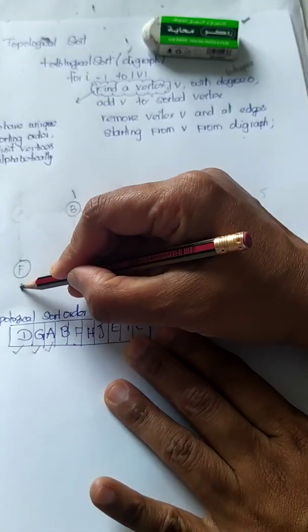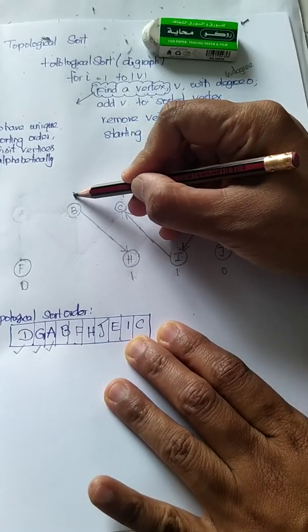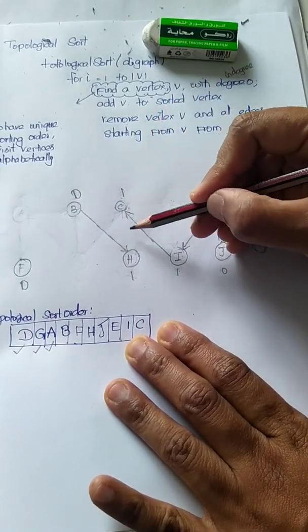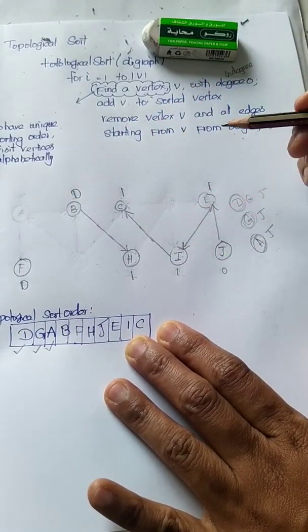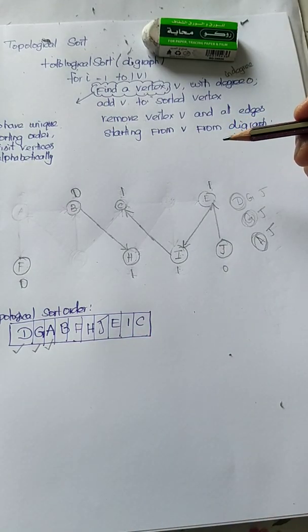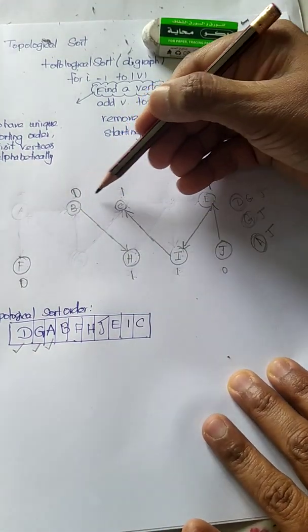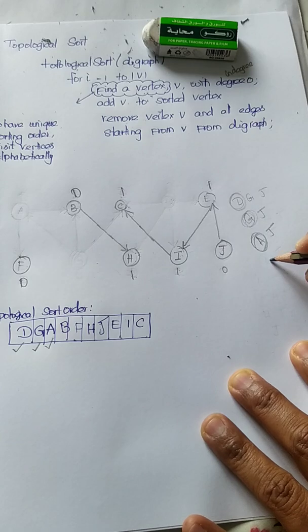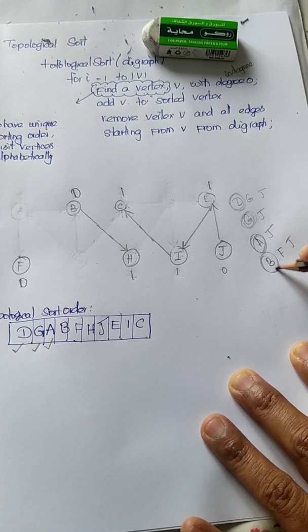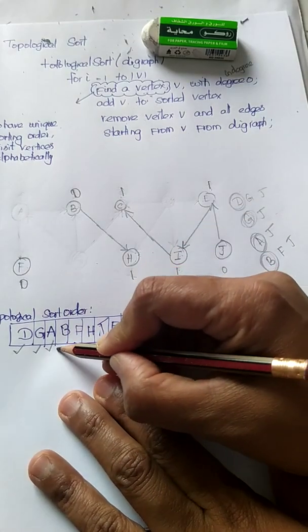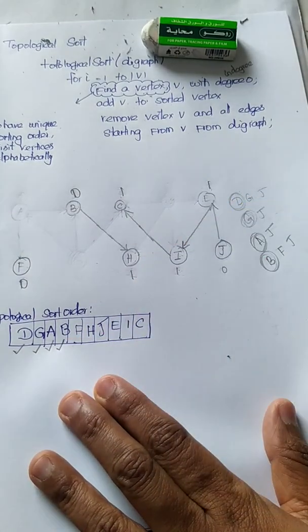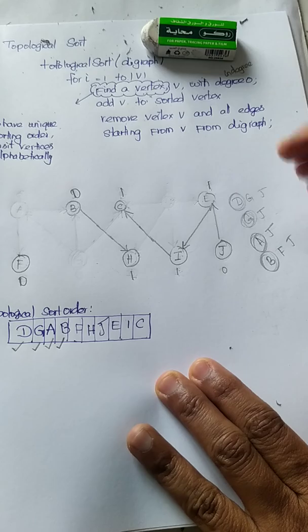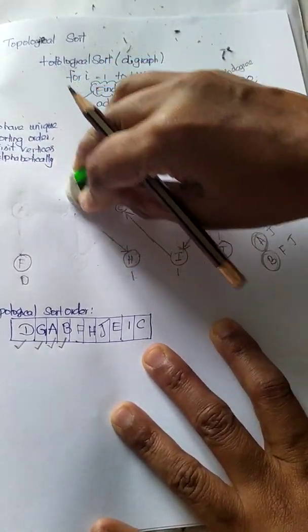So the in degree of F is 0. B is also 0. C is fine. Okay. The rest are all fine. Now list which of the vertices having in degree 0: B, F, J. So now in alphabetical order, we will pick B and visit. And now remove B.